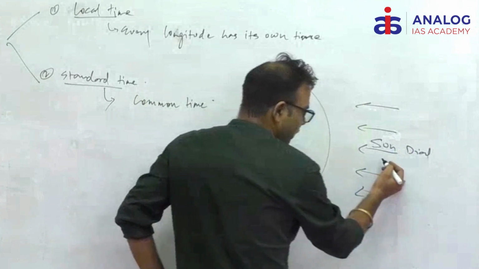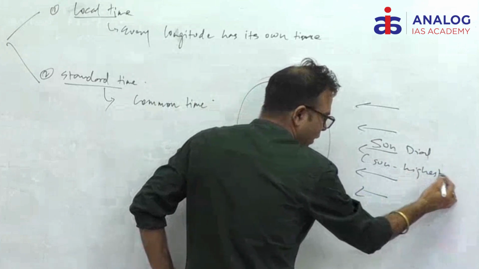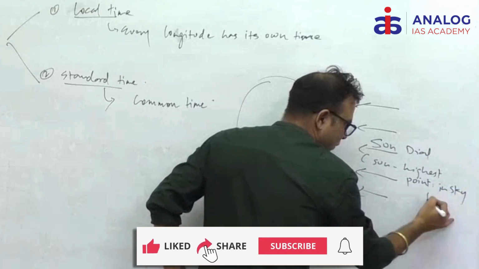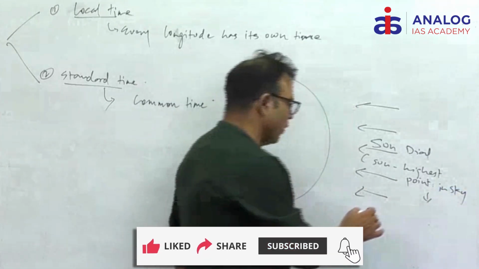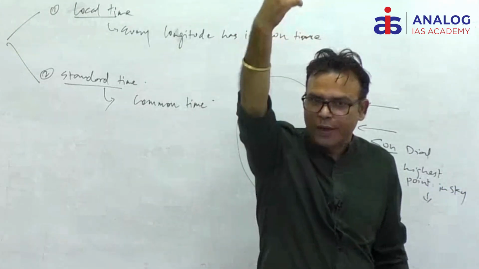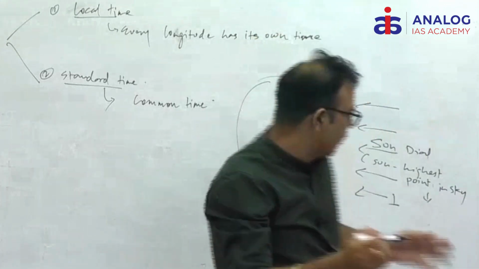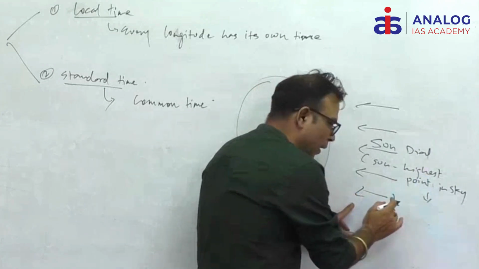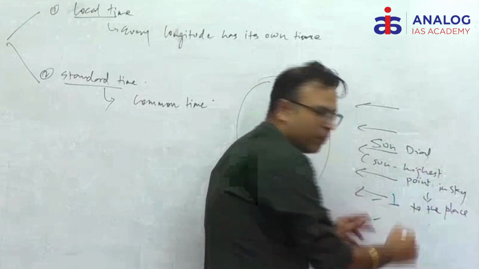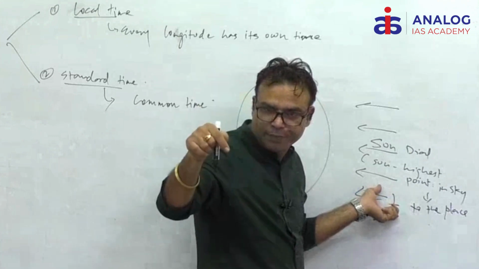Sundial means, when the sun is in which position? Highest point in the sky. And sun rays are falling how? When the sun is overhead, sunlight is falling onto the ground in which direction? Vertically, perpendicularly. Second requirement: when the sun is at the highest point in the sky, the sun rays fall perpendicular to the place. This is the symbol for perpendicularity, 90 degrees. Sun rays are falling vertically.